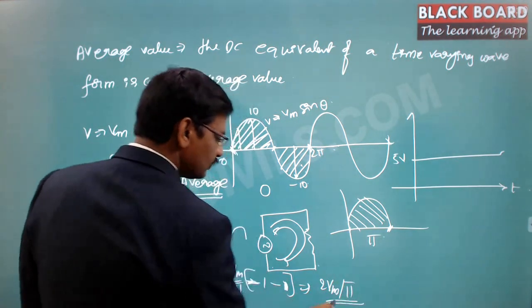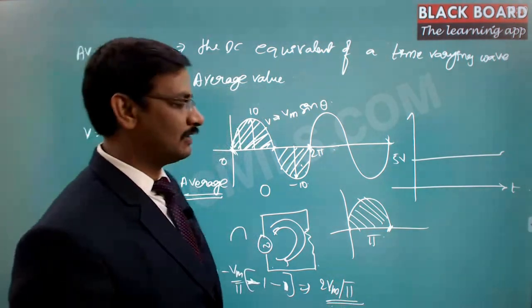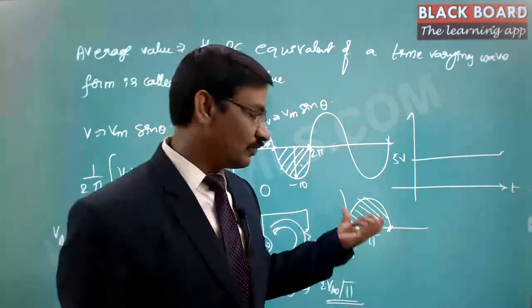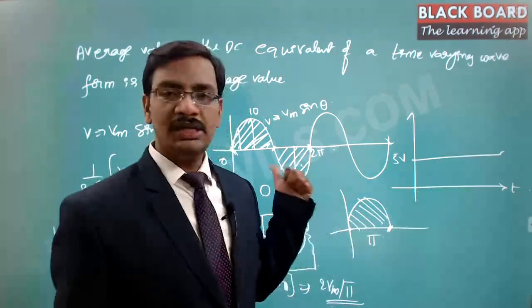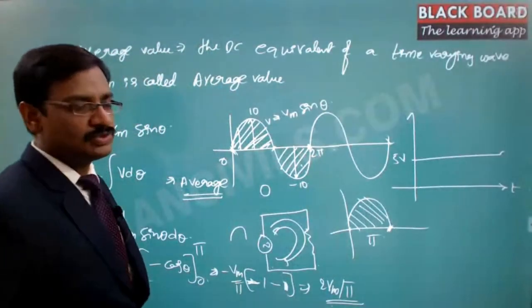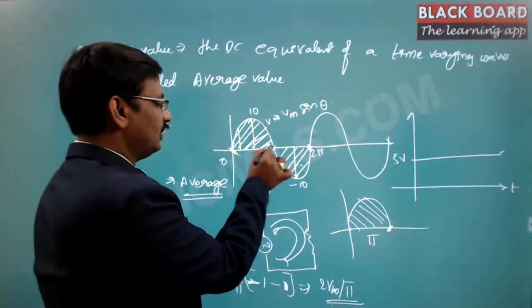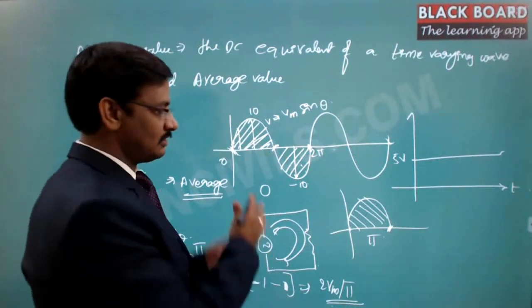So this is the average value in the case of a complete waveform. We have calculated for only the half wave, but it is applicable for the entire range, because we wanted to compensate for the negative. So you have considered only till this particular point, and calculated the average rather than for the complete cycle.